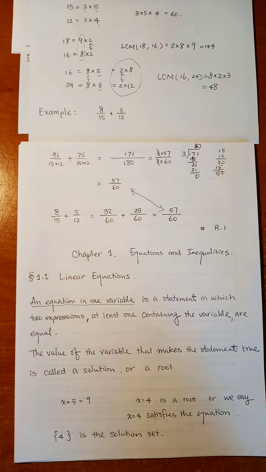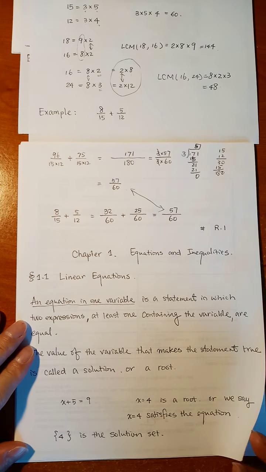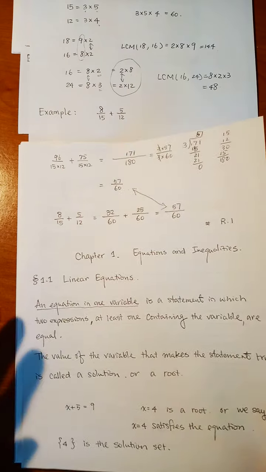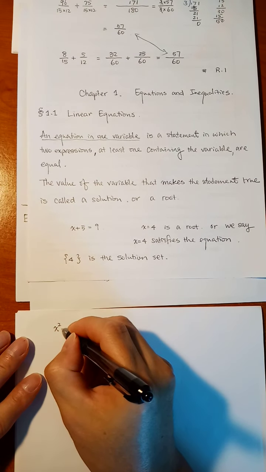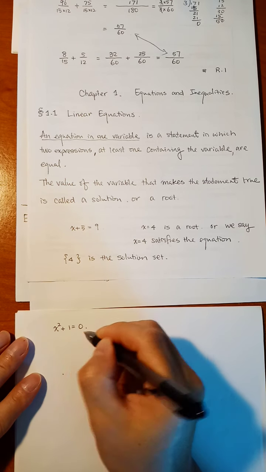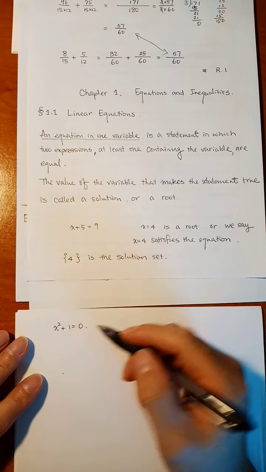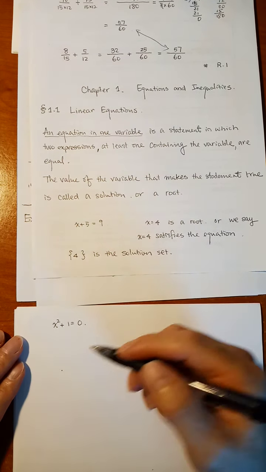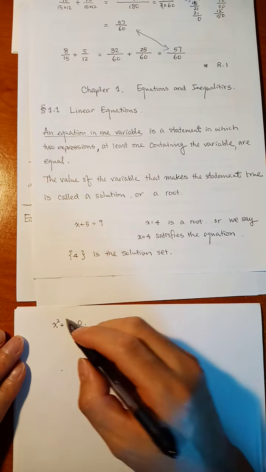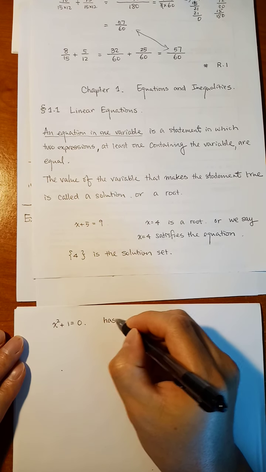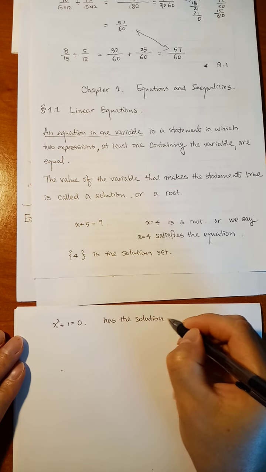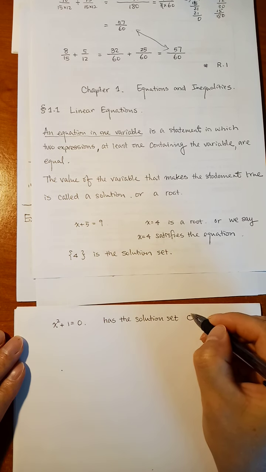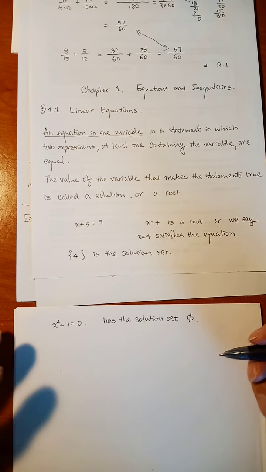Okay. The solution set may be empty. For example, if you have x squared plus 1 equal to 0, we know that x squared is always a positive number, plus 1 is also positive. So this one has the solution set empty. There's no solution.